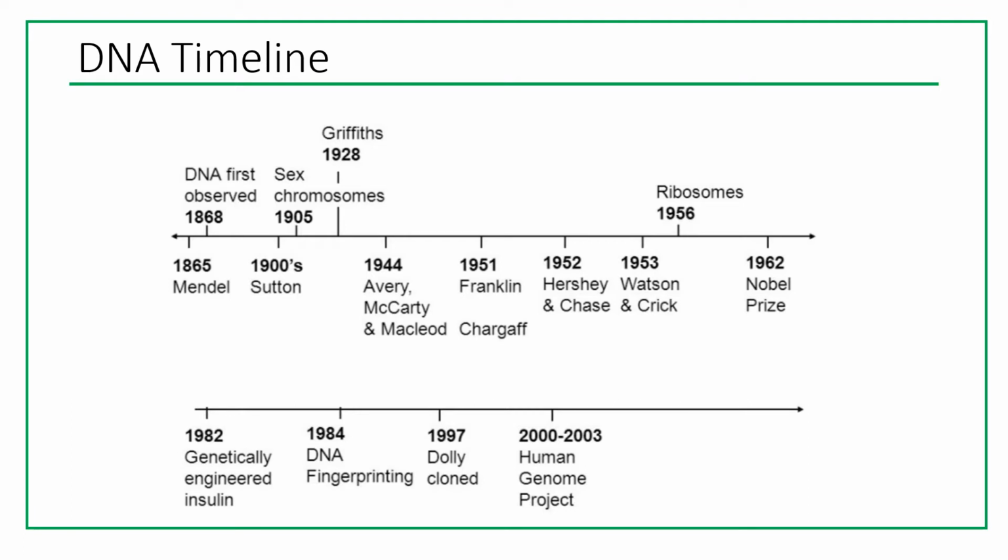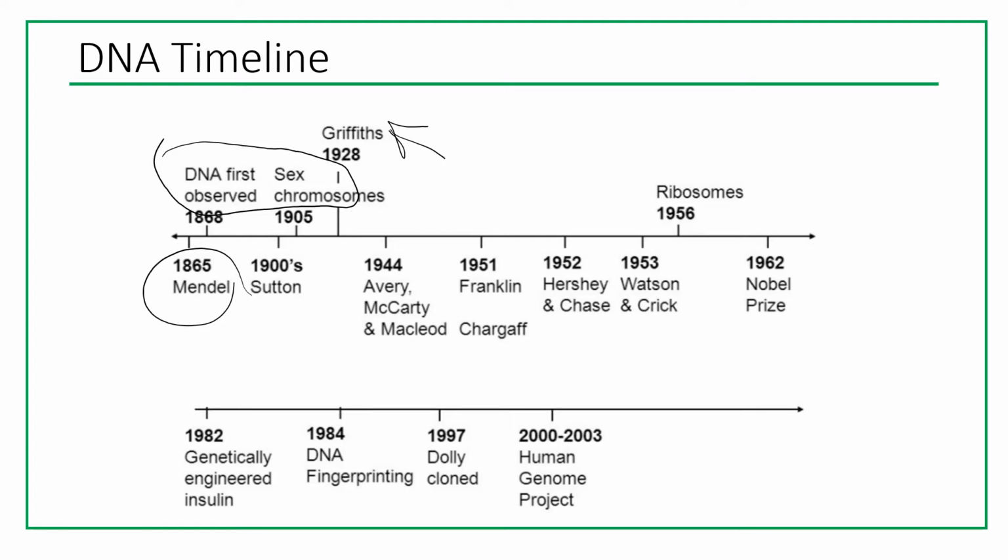So if you look at this diagram here, you can see Mendel's experiment in 1865, and Mendel didn't know much about DNA or chromosomes because chromosomes and DNA were observed and described a little bit later than his time. We will briefly talk about Griffith.